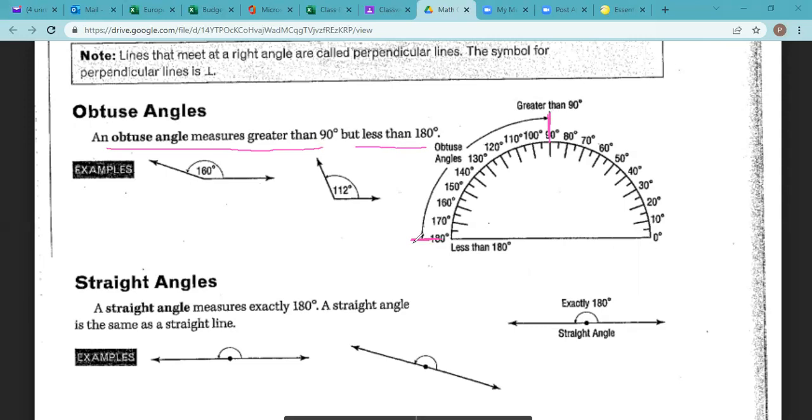All right. So remember, 180 degrees is called a straight angle. So it has to be greater than 90, less than 180. So we could even have 91 degrees. In fact, if you want to say you have 90.5 degrees, okay, that would still be considered an obtuse angle. All right. You could have 179 degrees, and that would be an obtuse angle.